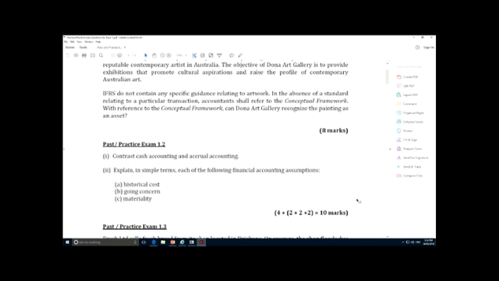Contrast cash and accrual accounting. Now this one I think you can probably do off the top of your head. I don't need to give you time to think because it's basic. So this is a good revision. So let me ask you, can you tell me what cash accounting is all about?